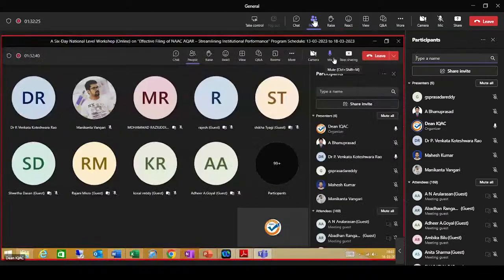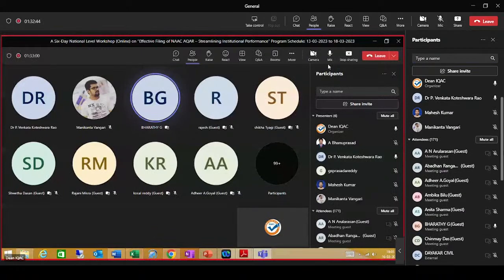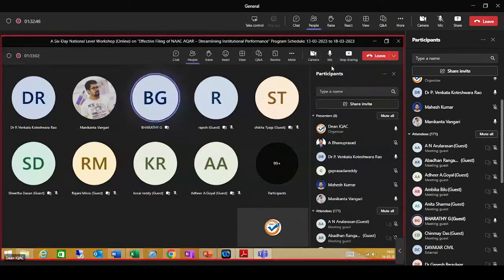If no more queries, thank you everyone. Good evening, ma'am. Yes, ma'am, please. This is Bharati from Sri Venkateshwara College of Engineering. Tell me, ma'am. We are talking about AAA, that is Administrative and Academic Audit. What kind of preparation can be done before this audit? In the sense, which factor do we have to concentrate on more for this external audit?